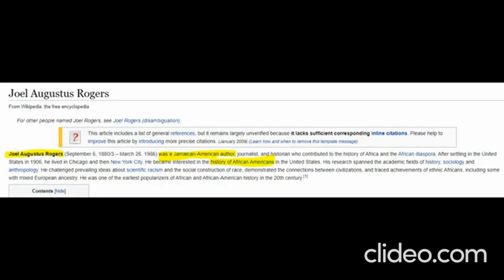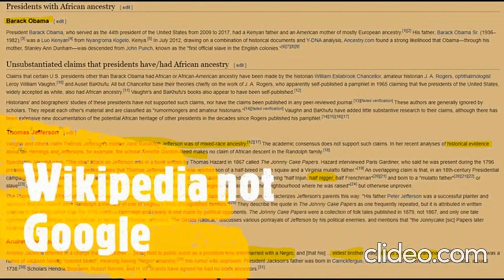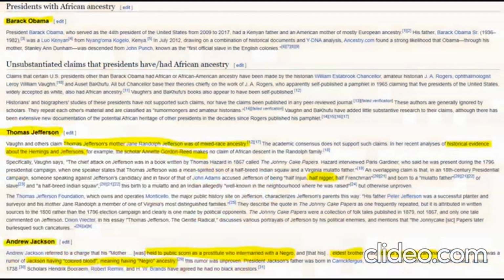And what he goes on to say is that Thomas Jefferson, Andrew Jackson, Warren Harding, and Abraham Lincoln were all black. And you see here that he lived from 1860 to 1966. He wrote that final book in 1965. All right, so you see this is Google saying presidents with African ancestry, and of course Barack Obama.